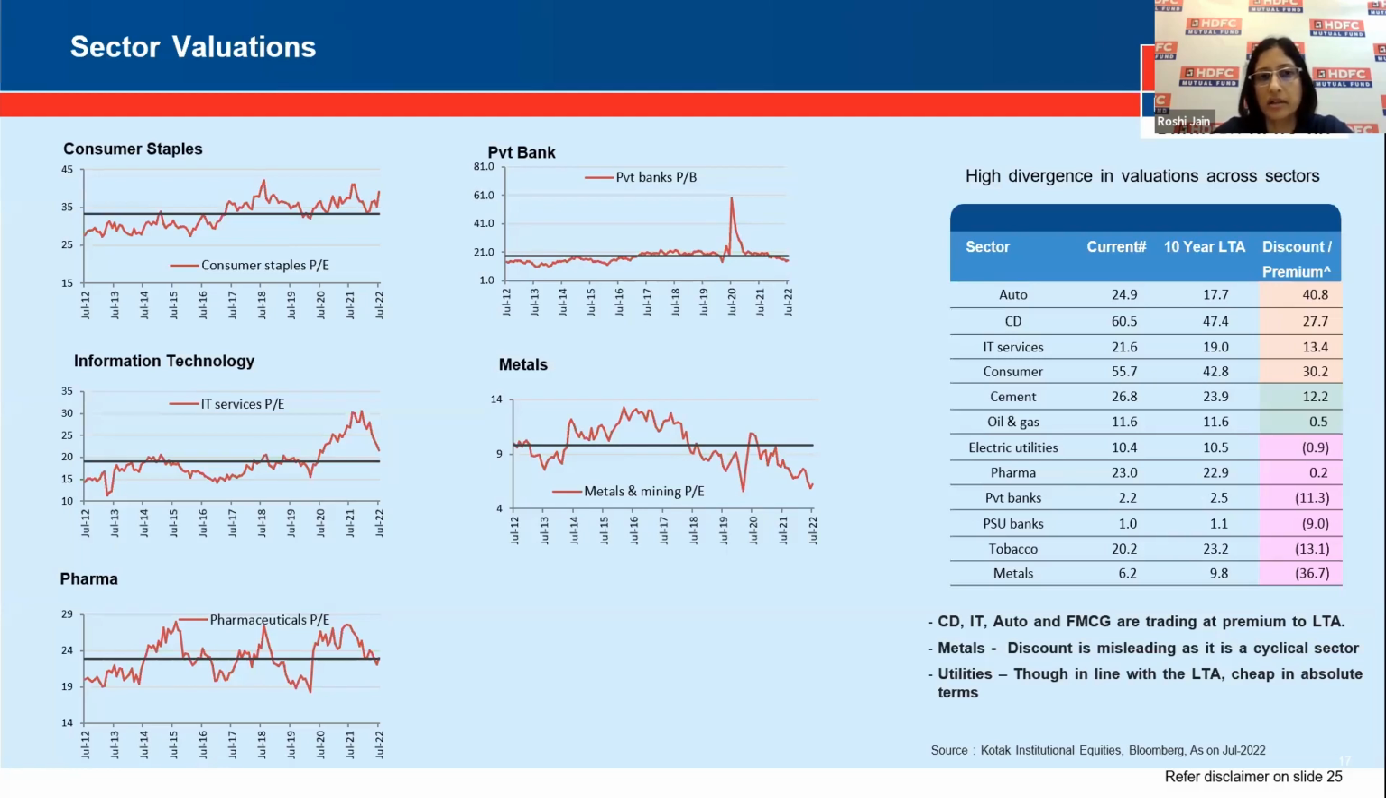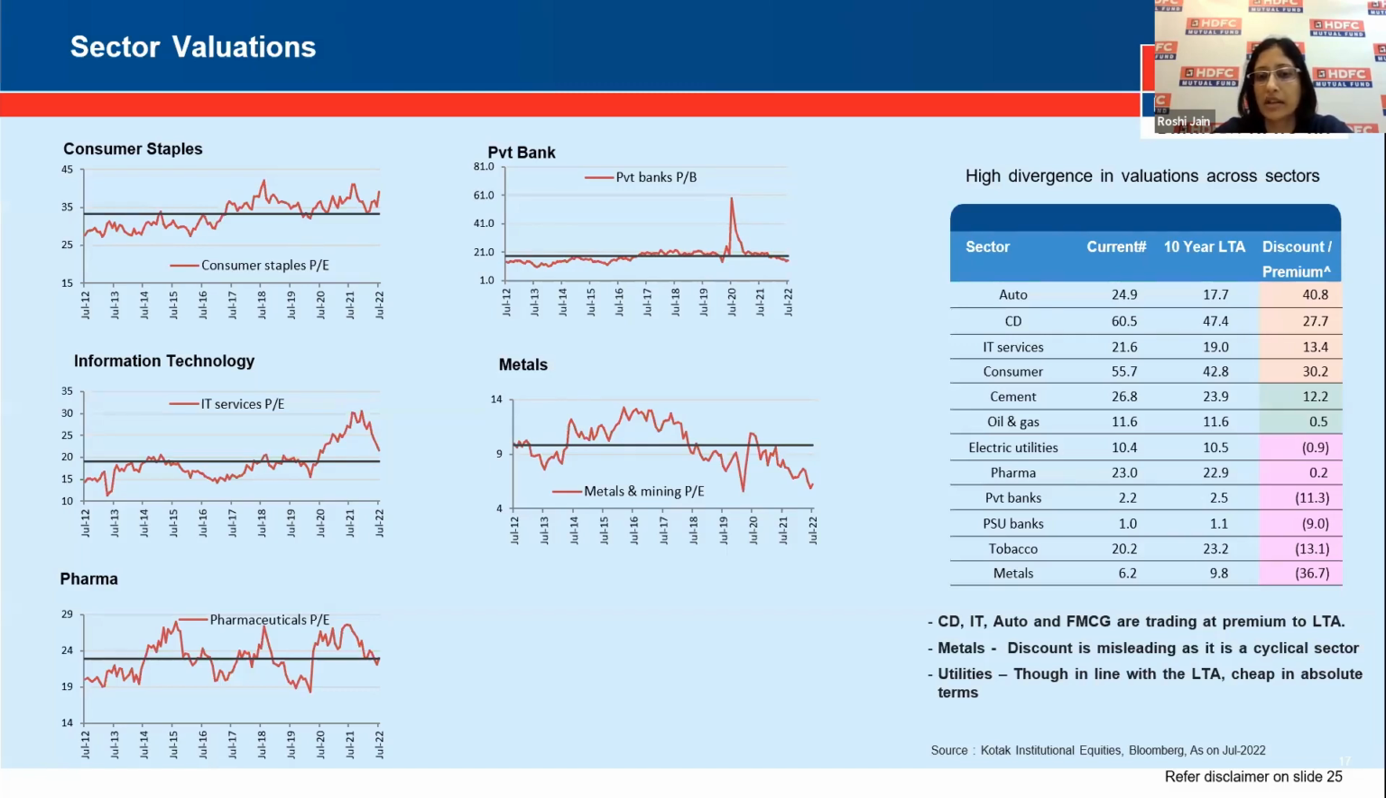I must caution on some of the interpretation of the charts here. If you look at the metal sector, for example, it appears that the sector is trading at a huge discount to average valuations, but we must remember that earnings in the metal sector can be extremely volatile. So it's not out of the realm to expect earnings to swing by 30 to 40% in the metal sector, just given the kind of sensitivity as well as the price changes that we have been seeing globally.